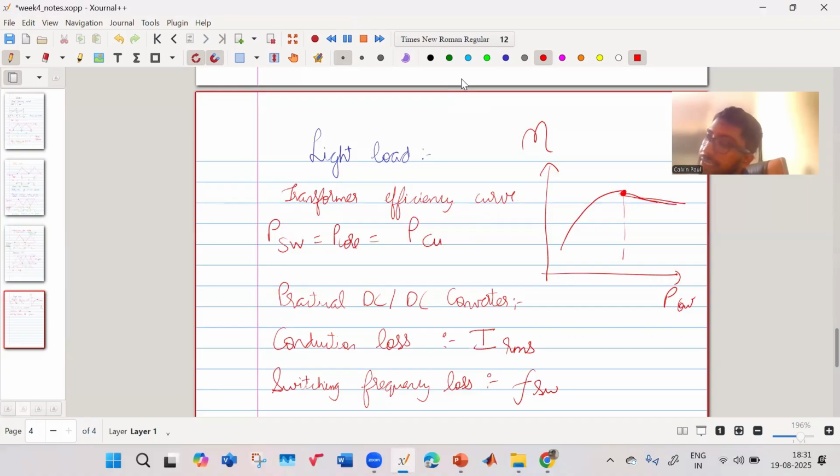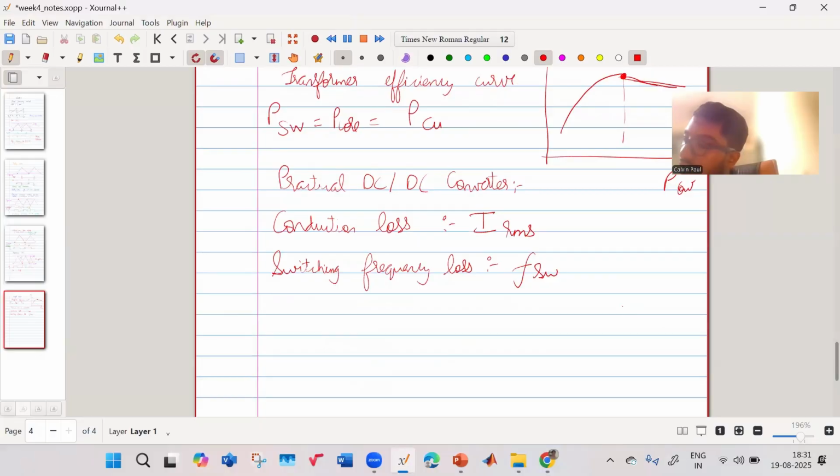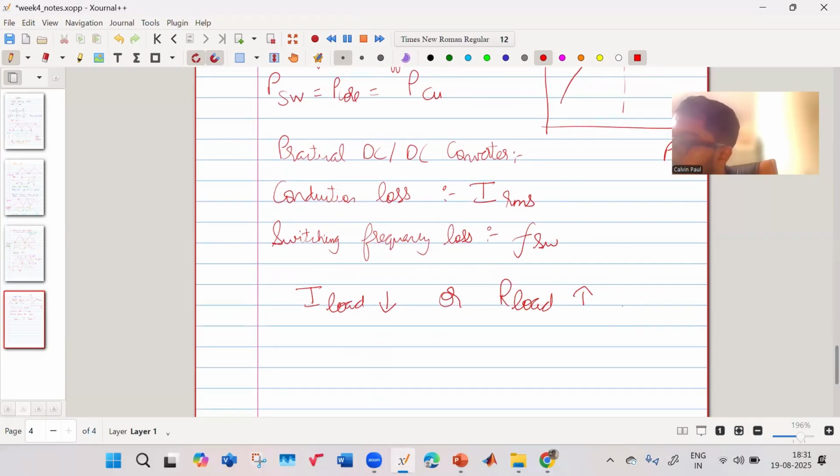So what happens is, as your load current reduces, or your load resistance increases, your conduction loss will reduce. But your switching loss will almost be the same. It almost remains the same.